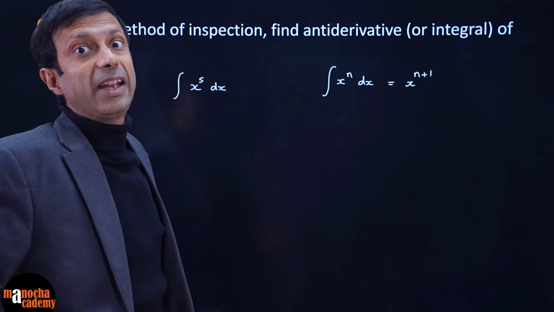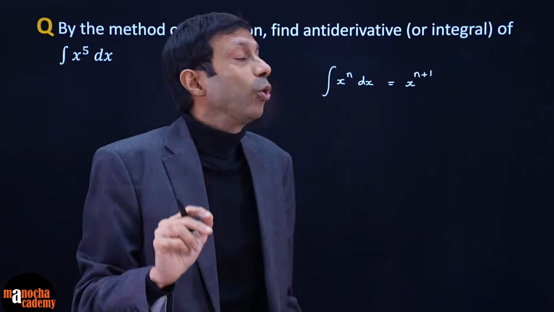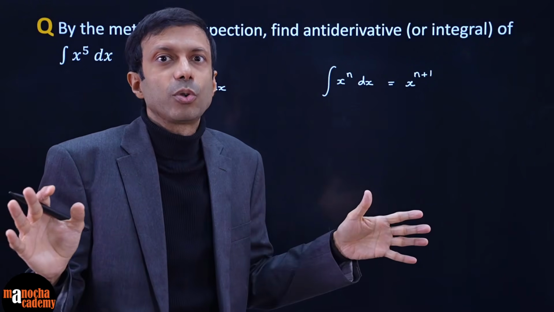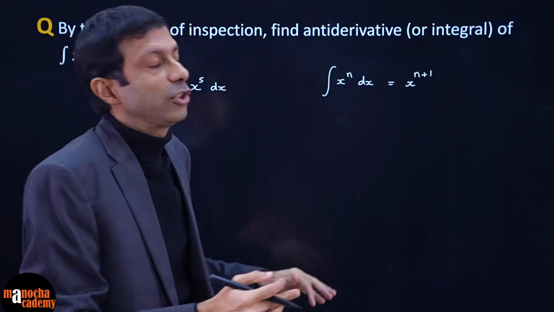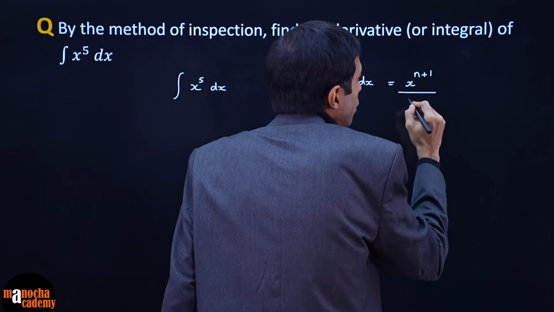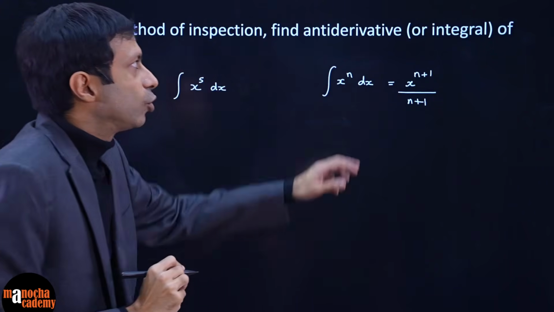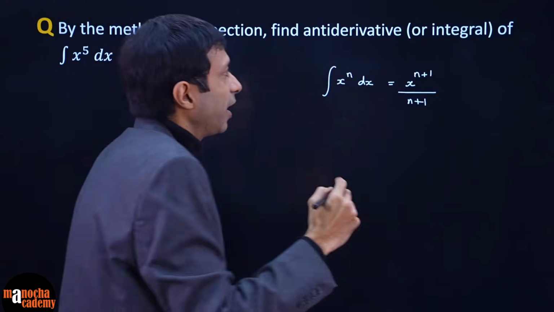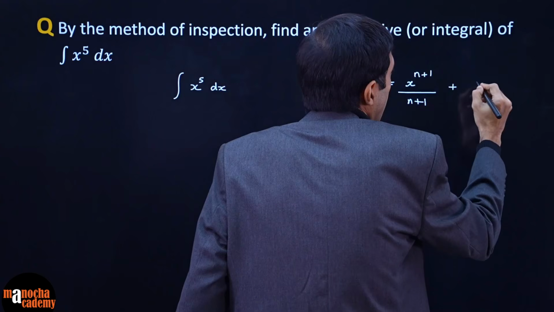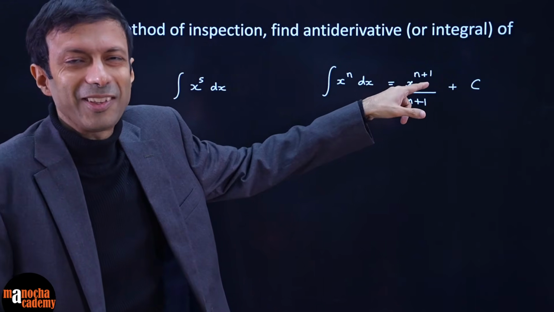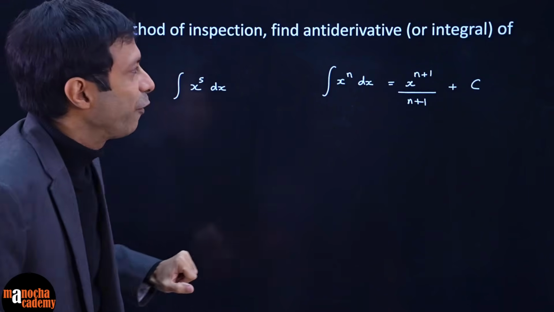And by the way, n need not be an integer. Don't think, oh, n means natural number or integer. No, no, no. It can be fractional power also. It's a number, as long as n is not minus 1, because see, in the denominator, that same power that you wrote is in the denominator. So x to the power n plus 1 by n plus 1, and of course don't forget our constant. Otherwise the capital C will cry. That's why I think they named him capital C. He or she will cry if you forget him.